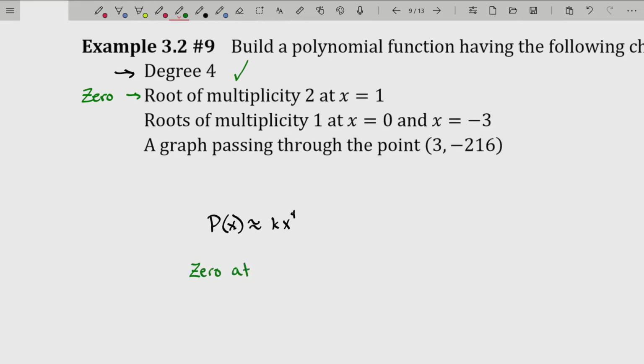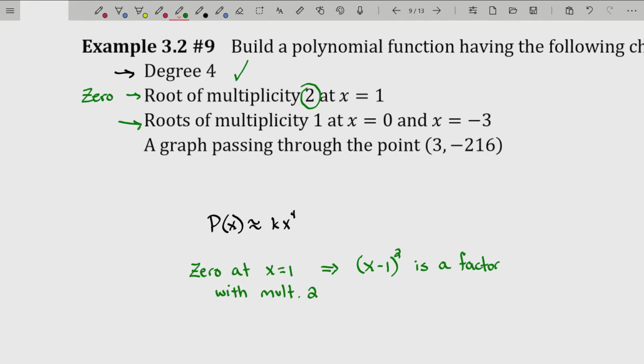Well, a zero at x equals 1 implies x minus 1 is a factor. But not only that, they tell you a little bit more. They say it's of multiplicity 2. So with multiplicity, and I use M-U-L-T just because I get tired of writing multiplicity, that implies that x minus 1 squared actually is a factor.